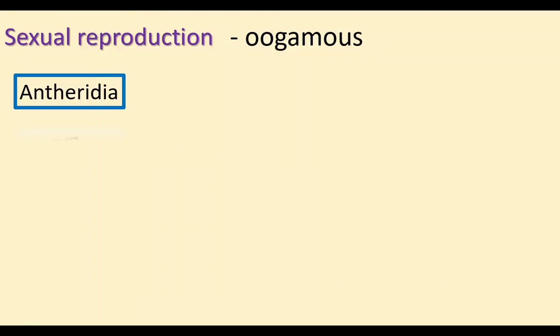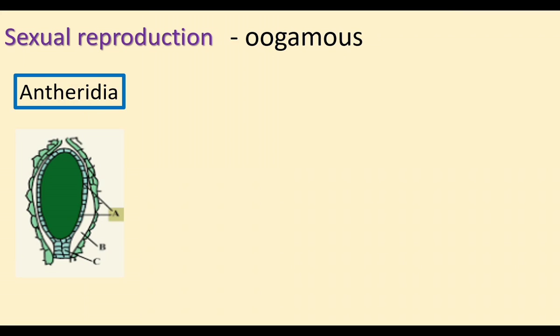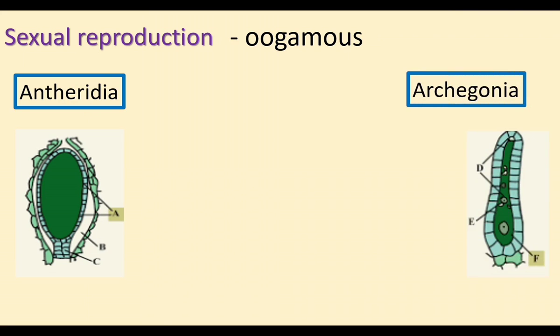The sexual reproduction is oogamous. There are separate male and female gametes. Antheridia are the male reproductive organs. Archegonia are the female reproductive organs.